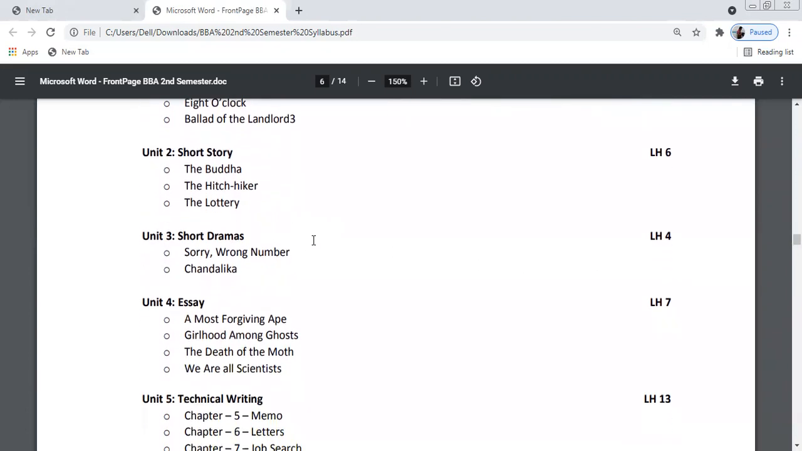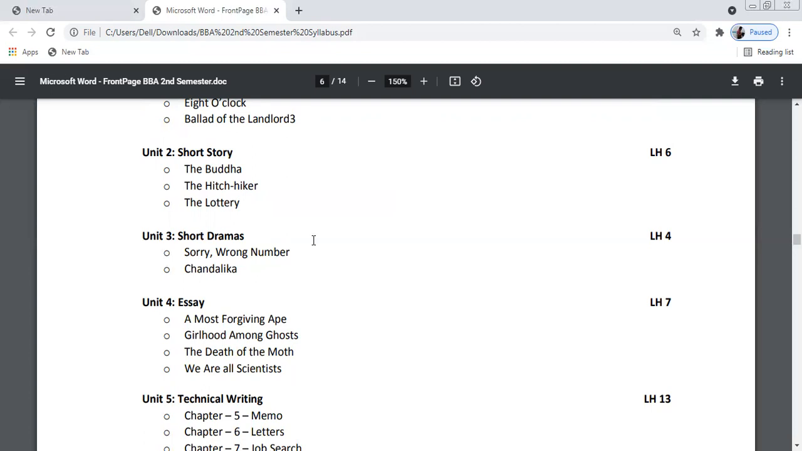Then unit 4 is about essay reading. Under the essays, students have to learn about A Most Forgiving Ape, Girlhood Among Ghosts, The Death of the Moth, We Are All Scientists. These are the essays to be learned.